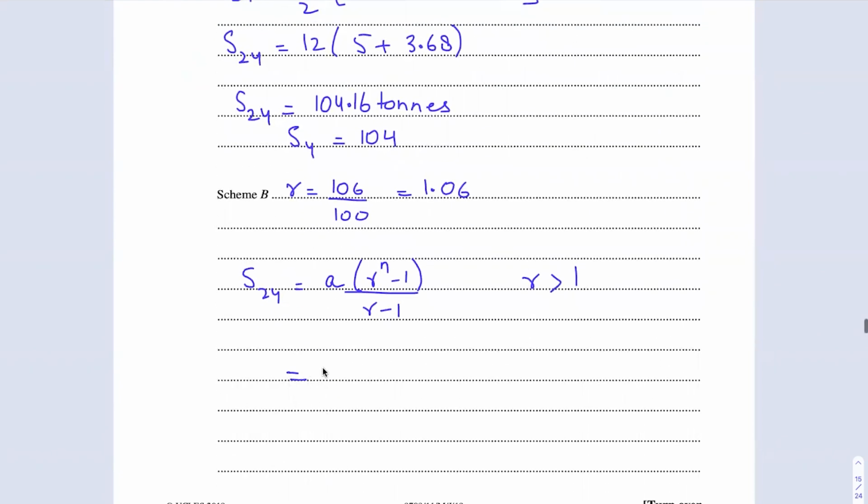The value of a is 2.5 and the common ratio is 1.06, so it is 2.5 into 1.06 to the power 24 minus 1 upon 1.06 minus 1. Substituting this in the calculator, we get the sum of 24 terms as 127 tons.